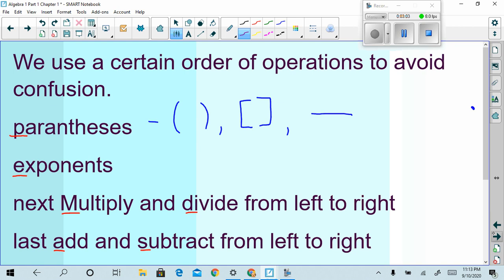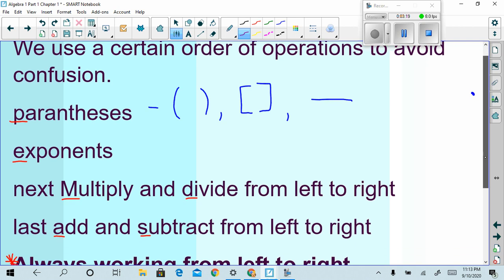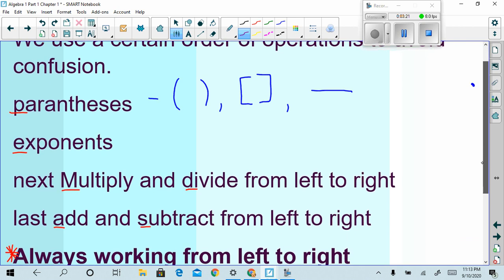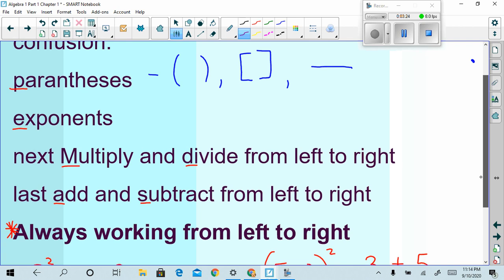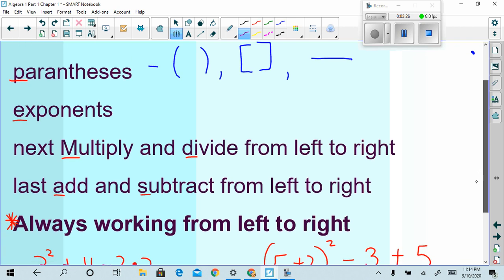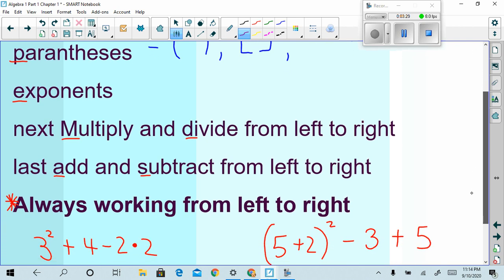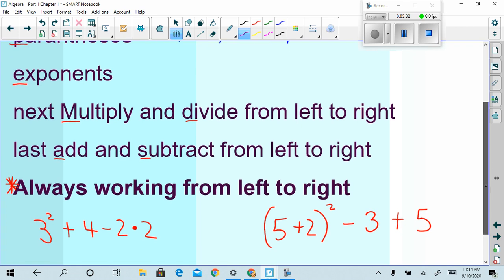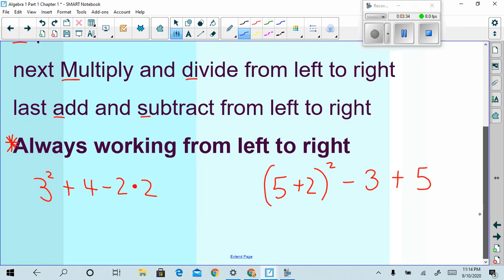We talked about wanting to simplify a problem to avoid confusion. So we are going to look for those grouping symbols. We call them parentheses, but technically it could be parentheses, brackets, or fraction bar. The second thing we'll look for is exponents, followed by your multiply and divide using the left to right rule. Then we'll do the add, subtract using the left to right rule. And again, I highlight, always use your left to right rule. Pause the video and try these two problems, and then join me to see how you did.